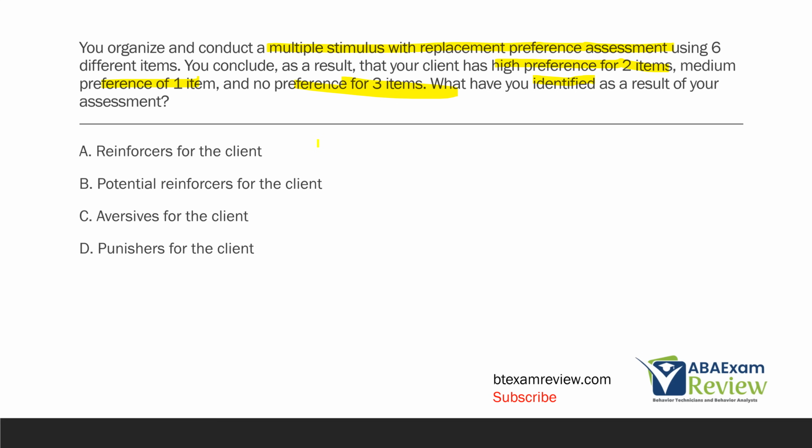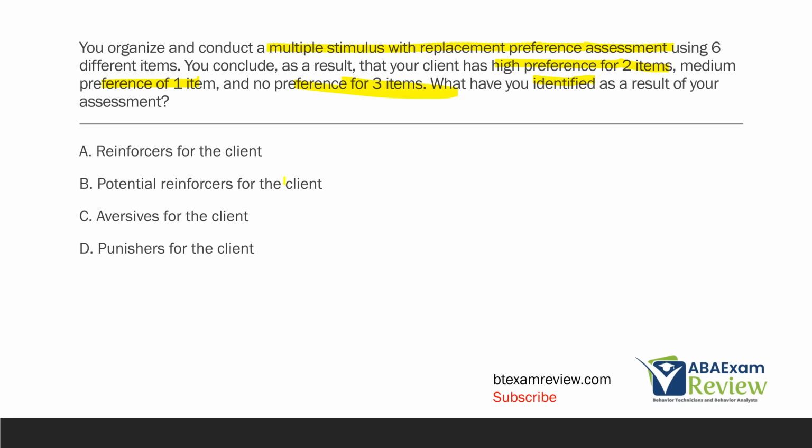So preference assessments come prior to reinforcer assessments. So in this case, we're going to take those preferred items and then figure out, are they reinforcing? But as a result of this assessment, we have not identified reinforcers. What we've identified are potential reinforcers. So likely, right, the high preference items, we're going to start there in the reinforcer assessment to try to identify, are they actually reinforcing? Preference assessments only identify potential reinforcers for the client. It's a very, very important distinction.